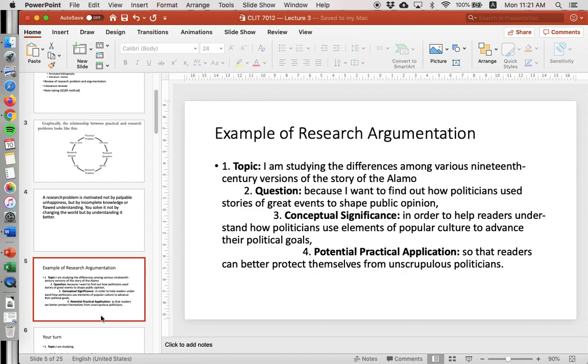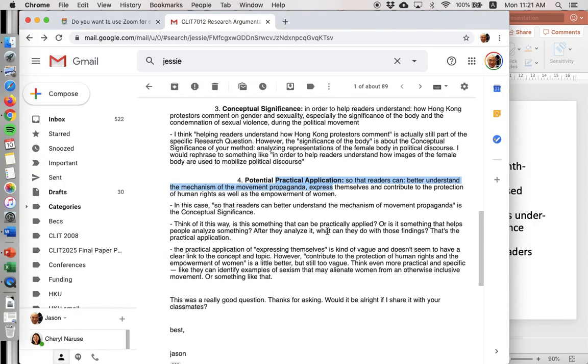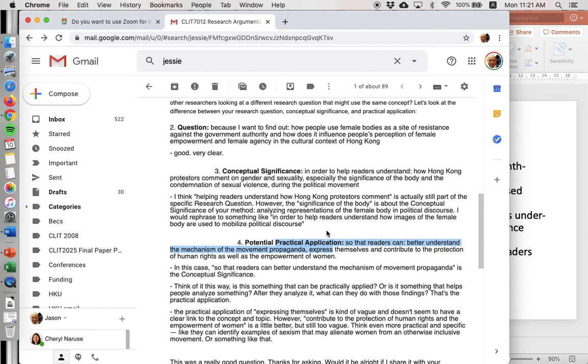And one very strong practical application you could use for Jesse's example, and I think I wrote this here, is something like, well, if you understand how women's bodies and representations of women's bodies are being used in movement propaganda, then you can indicate to people who are doing this how their work alienates those who might otherwise be supportive of their movement. So for example, if I'm considering supporting a certain movement, but then I look at the image and for me it's super sexist, then it would be really useful and practical for that group of people creating this movement material to understand, because then they might not alienate other people who might see things as sexist or offensive in some way. So that's a potential practical application.